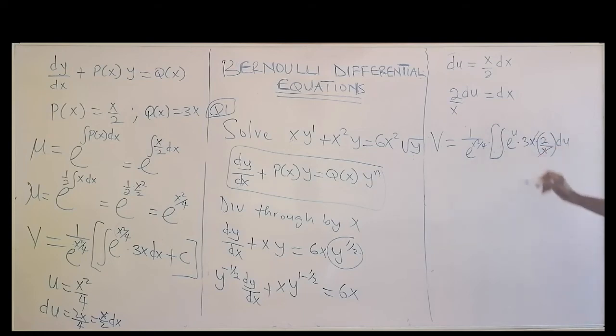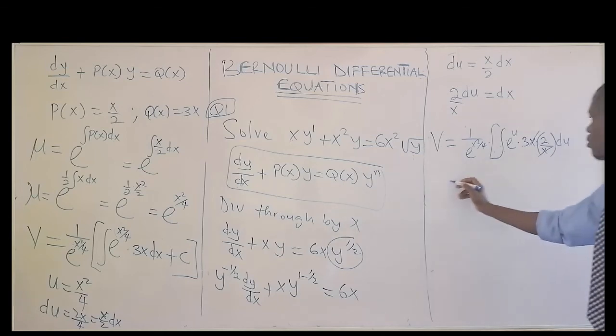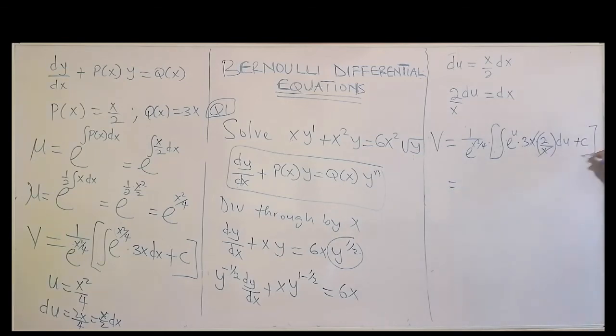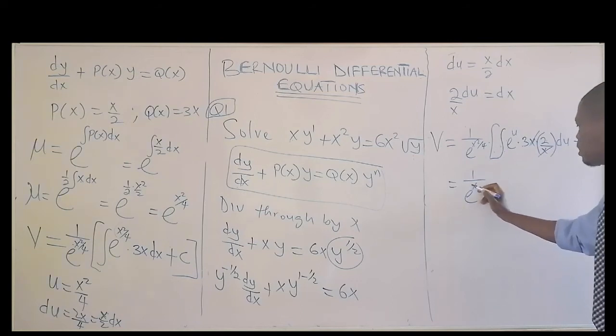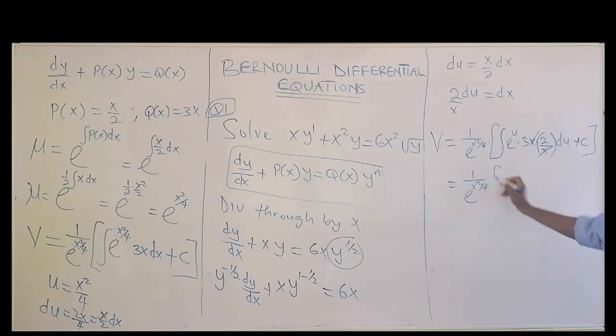So this variable x will cancel out. Then we have 6 outside, 3 times 2, that will be 6, and that will give us plus c here. That gives 1 over e to the x² over 4 times the integral, with 6 outside, of e to the u. The integral of the exponential is the same thing, that will be e to the u. Don't forget your 6, then plus c. So what we just need to do is plug back the u.